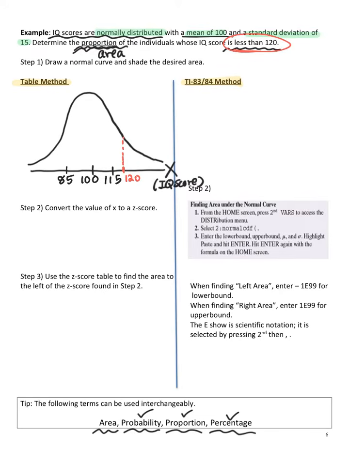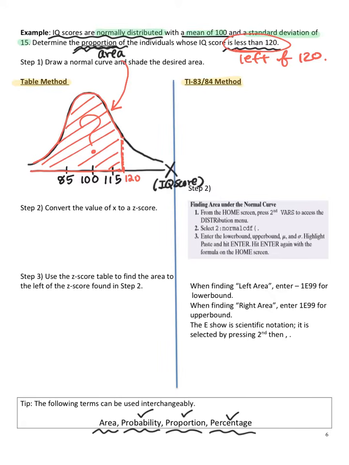Less than 120, so that's basically the area to the left of that number, 120. So this area right here. Less than means left of 120. So this is the area. This is the proportion of individuals whose IQ scores are less than 120. This is what you're looking for. If you find the area, then you found the proportion. All right, so let's find the area then.